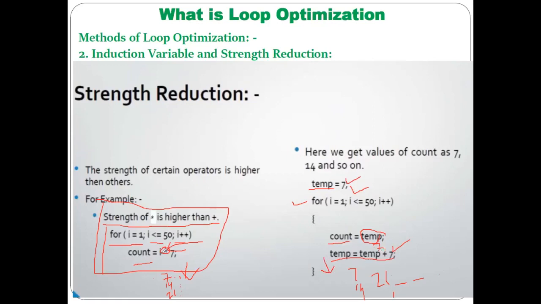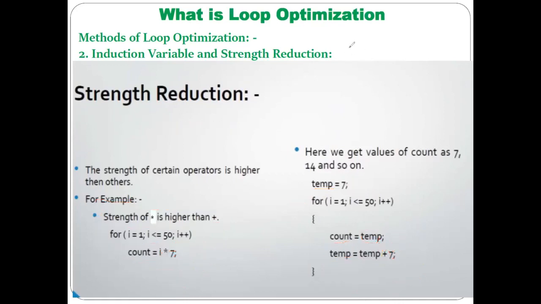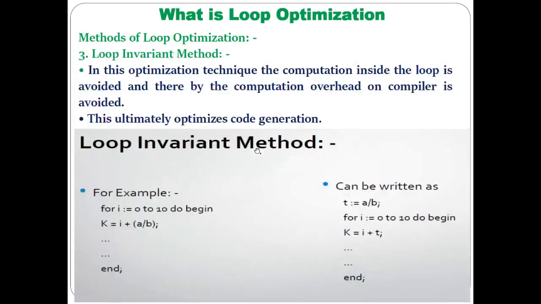The only difference is that you have replaced the high strength operator with a lower strength operator. You have replaced the star with the plus, and still the result remains the same. That is called a loop optimization technique. So this is the strength reduction technique, where the compiler tries to replace a high strength operator with a lower strength operator, and because of that processing time is reduced and execution speed is improved. I hope all of you have got this technique.